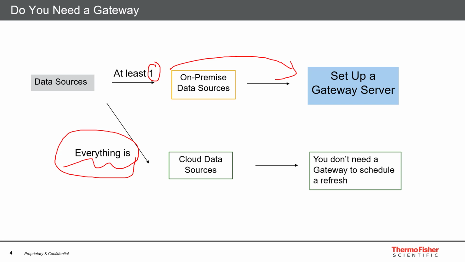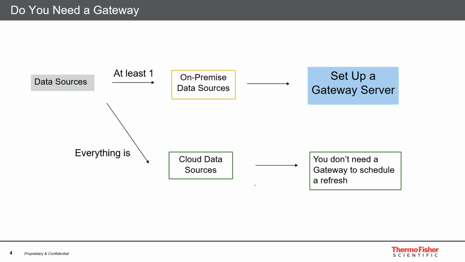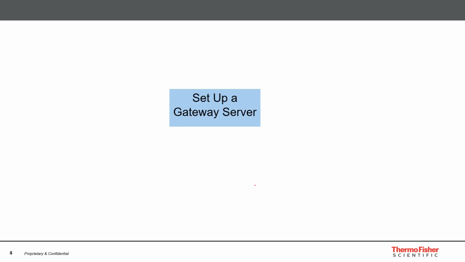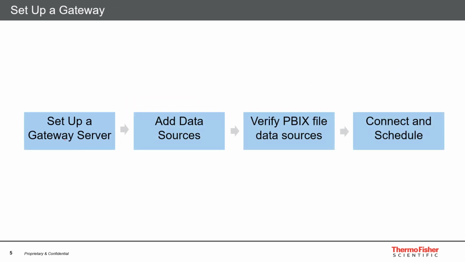Okay, so let's get started to set up a gateway. There are 4 steps to setting up a gateway. Starting from the beginning, first is to set up a gateway server. This is an infrastructure that you will need, and that server is inside your company firewall. This is the first step. And the second step is to add the data source into the gateway. So basically, the gateway has your security credential. It will be able to access your data source and grab data delivered to the Power BI server.